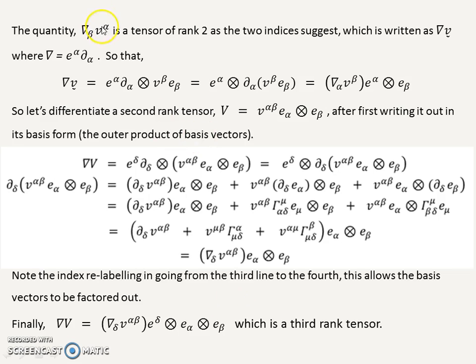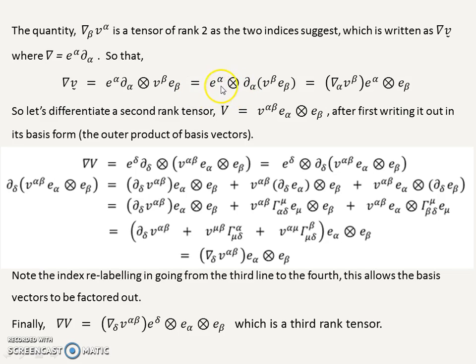Alright, now the quantity del, or nabla beta V alpha, is a tensor of rank 2. The two indices here, alpha and beta, suggest it's a rank 2 tensor. But this can be written in general as del V, or nabla V, where the nabla is e to the alpha d alpha, so that del V, or nabla V, is this expression here. So here's the basis vector, here's the derivative, so that's the operator del. This is the tensor product, outer product, if you like, and it's a product of the basis vectors and some components.